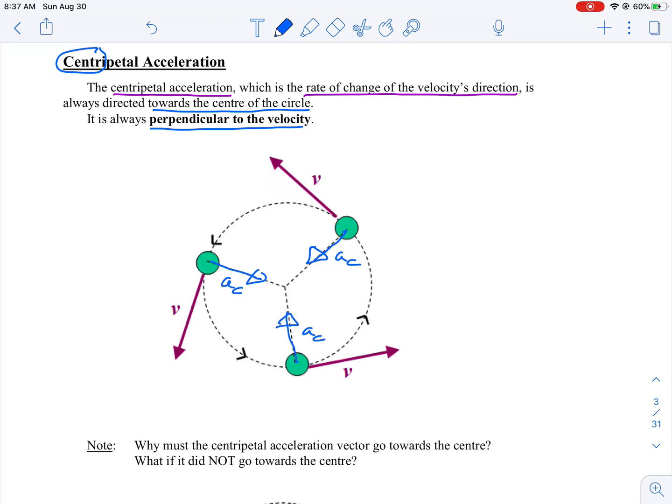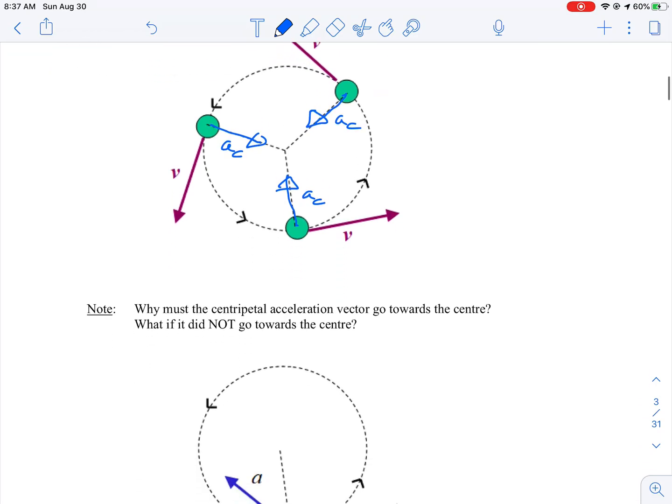And if it's uniform circular motion, all these ACs will be exactly the same in magnitude. They're just pointing in different directions because they all will point towards the center. Good, that's the direction of centripetal acceleration. But I guess the question is, why does it have to be perpendicular to the velocity?